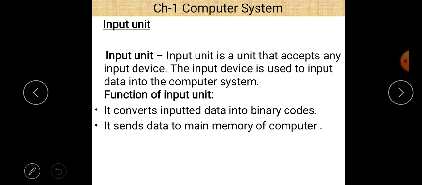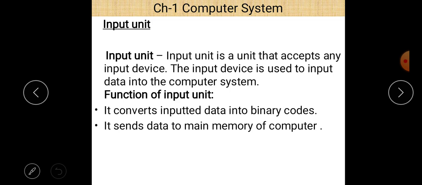The functions of the input unit: basically it converts inputted data into binary codes and it sends data to the main memory of the computer system. The input unit is a unit that accepts data, and the input device is used to input data into the computer system.